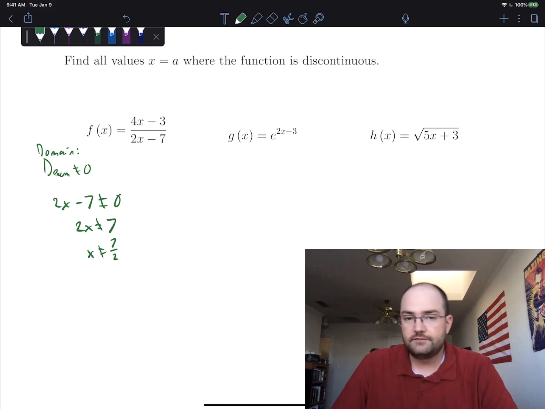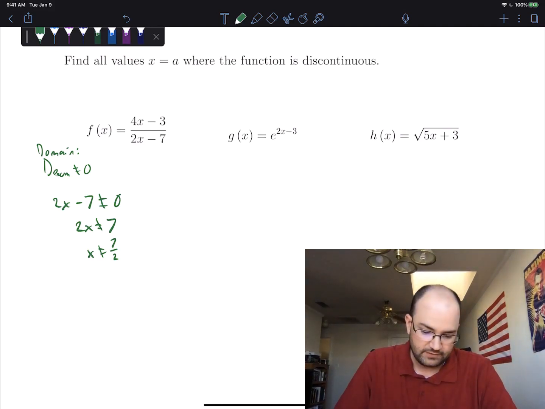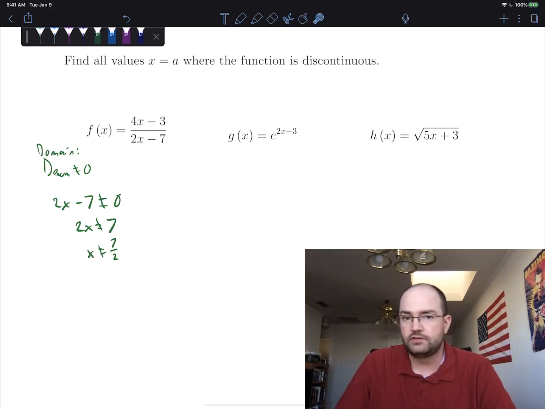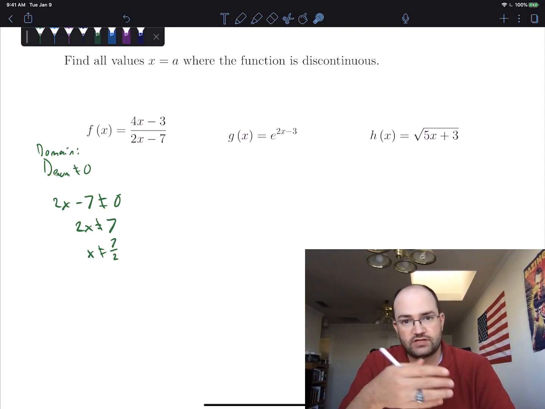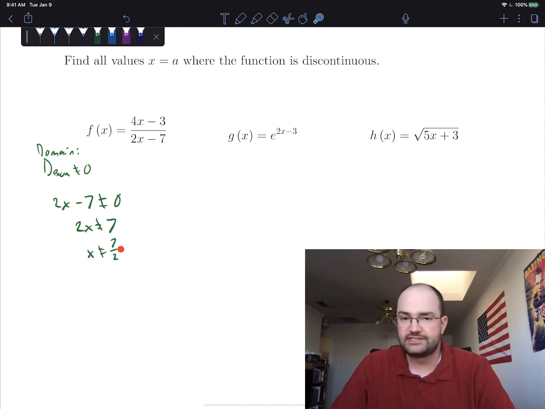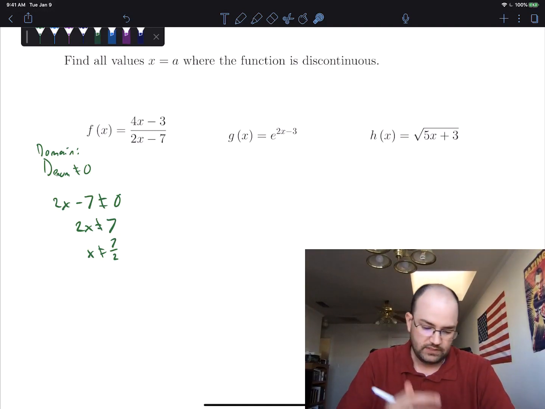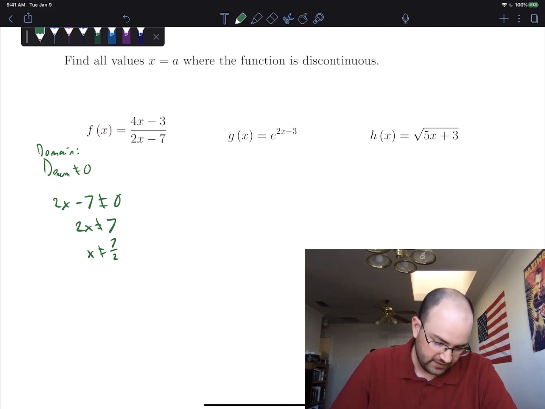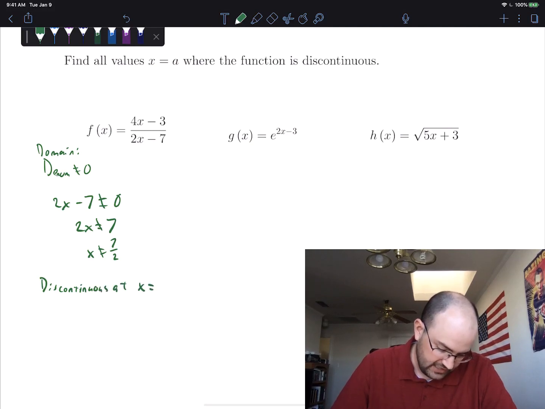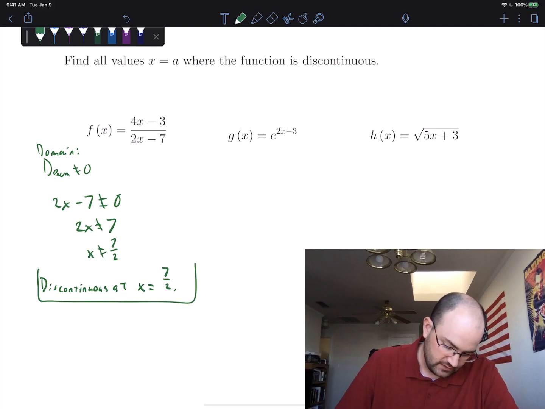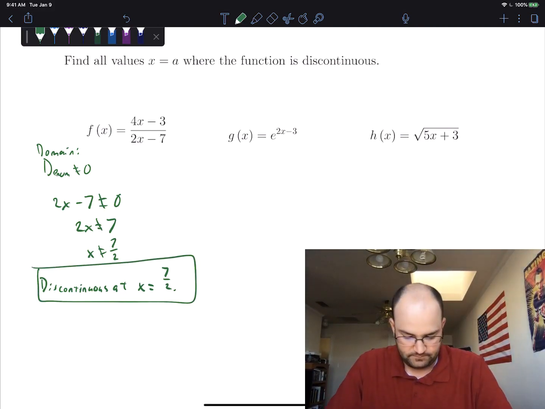So the domain itself is where x is not equal to 7 halves, because 7 halves is just a vertical asymptote in this case. Or if this factor did cancel with one in the numerator, then that 2x minus 7 would actually produce a hole in the graph at x equals 7 over 2. Either way, it wouldn't be part of the domain. But what that tells me is that this function is discontinuous at x equals 7 halves. Good.